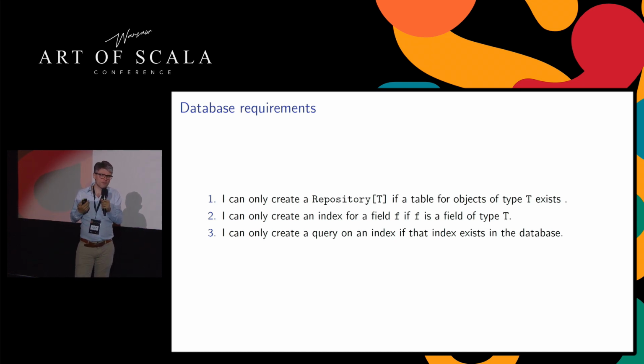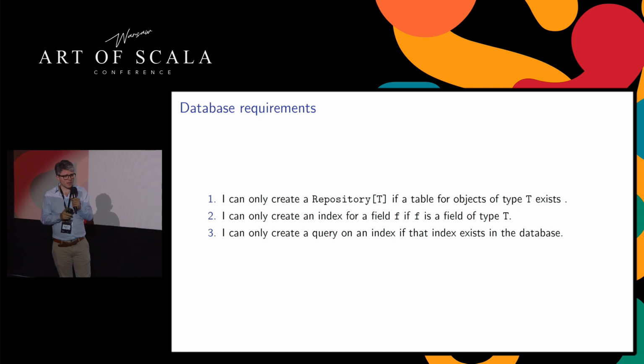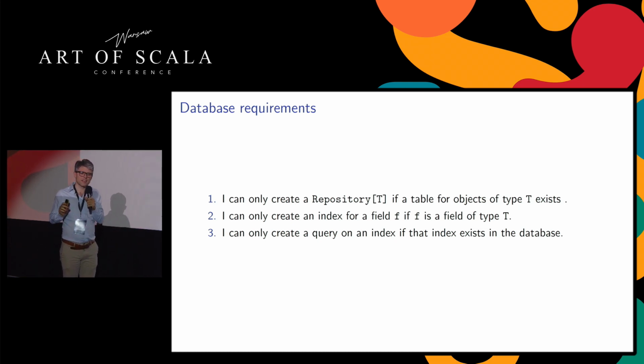Well, if you think about it, these errors come from duplication, because the knowledge about what is represented in the database is in two places. And I think with these three requirements, we can solve that problem. So the first thing is, I can only create a repository of type T if a table for objects of type T actually exists. I can only create an index for a field F if F is a field of type T. And I can only create a query on an index if that index exists in the database.